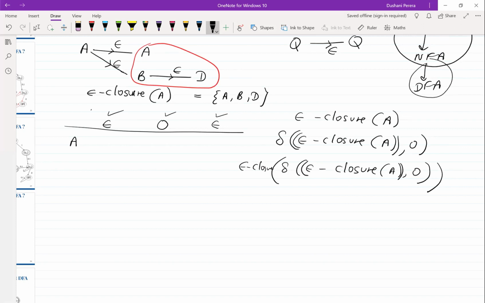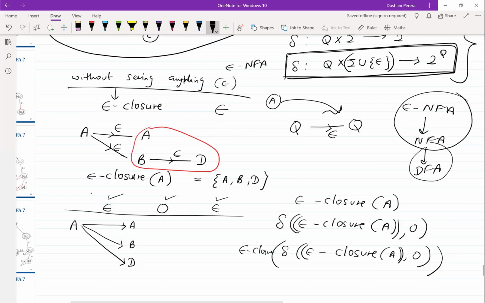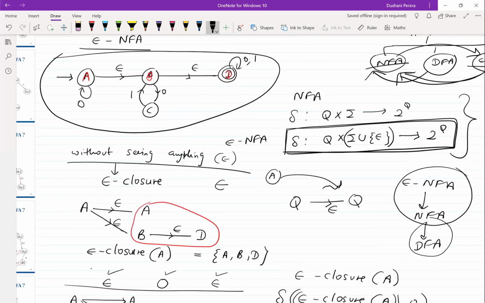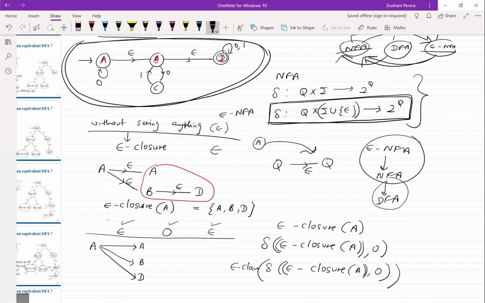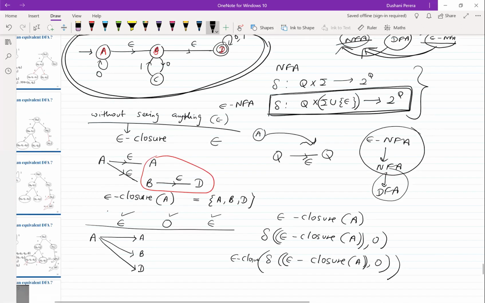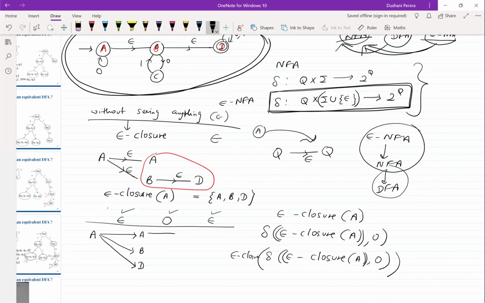What is the E closure of A? We discussed it: we have A, B, and D. The E closure is the states that I can reach upon seeing nothing. Now I'm looking at this epsilon NFA. See where I can go by looking at 0. From A, upon seeing 0, where do I go? To A itself. From B, upon seeing 0, I go to C. From D, upon seeing 0, I'm at D.